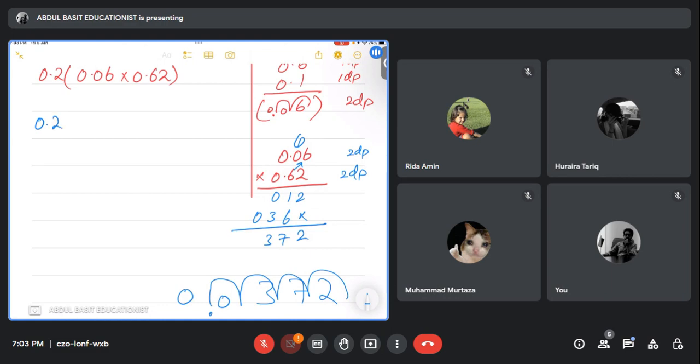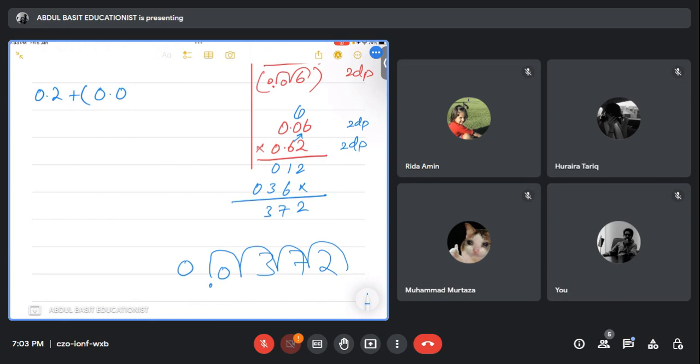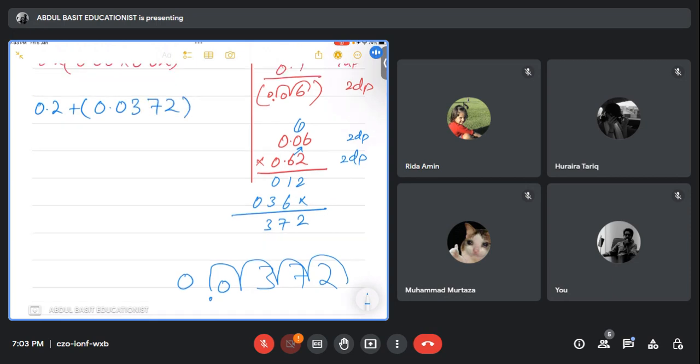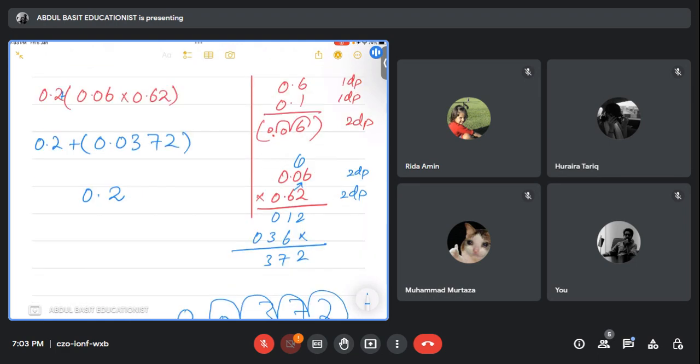So 0.2 plus 0.0372. Now to add them, we have to write them in a careful manner. How? Just write 0.2, write the point first, and after the point we have these 4 digits: 0, 3, 7, 2. It's already a 0. We have to write some extra zeros here. So write the decimal first. 2 plus 0 is 2. 0 plus 3 is 3. 7, 2.